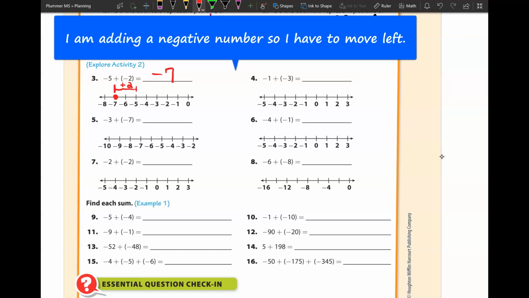Okay, one more time. -1 plus -3 equals. I'm going to start at 0 and I'm going to go to -1. This is my starting point, and then I'm adding 3. So I'm going to count 3 times going towards the negative numbers, to the left. So 1, 2, 3. It stops here. -4. So my sum is -4.